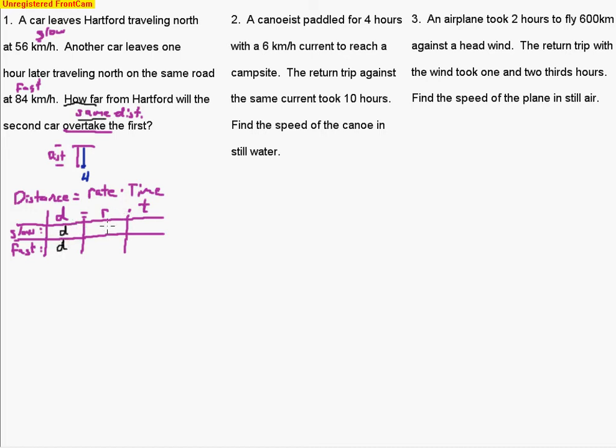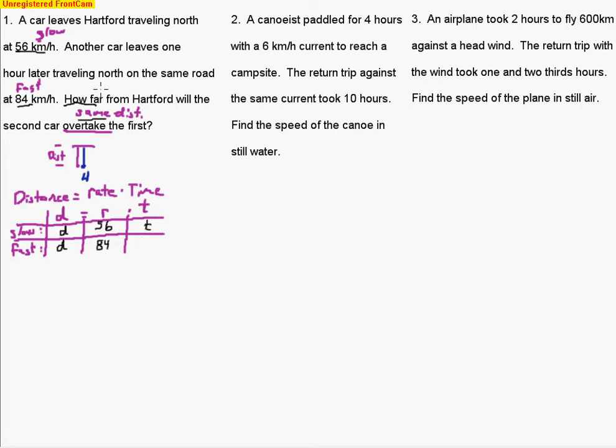Now their rates are different. We said the slow car goes at 56 kilometers an hour, so let's put that rate in there, 56. The fast car goes 84, so let's put 84 in place of the fast car's rate. And now the times are different. There's a couple ways we can set it up. Let's say the first car, the one that traveled first that's going slower, has a time of t hours. We don't know how long, so I'm just using a variable to represent it. And t makes sense because it's the time.